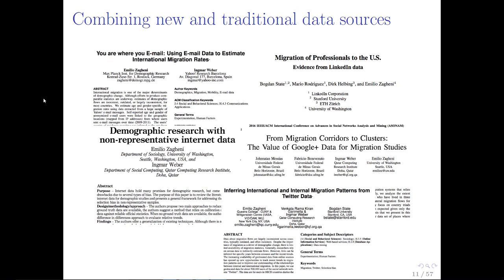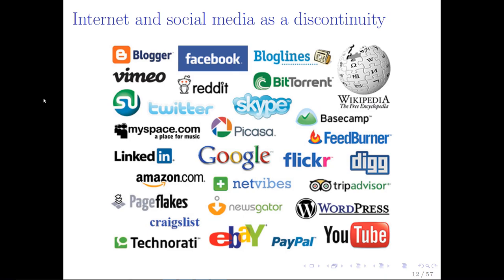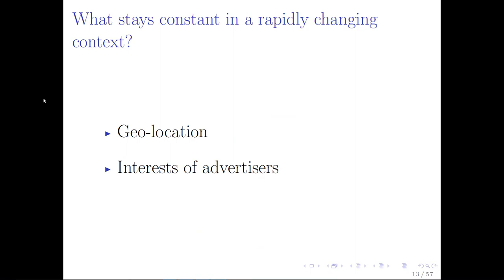Now, we can think of internet and social media as a discontinuity. So suddenly we have all these new types of data that are available and that could be leveraged for migration studies. Some of these data sources may not last in the future, so some of them might be here for another few years and may disappear. Some new sources may come in. And so it's important to ask what will remain constant in this sort of continuously changing context.